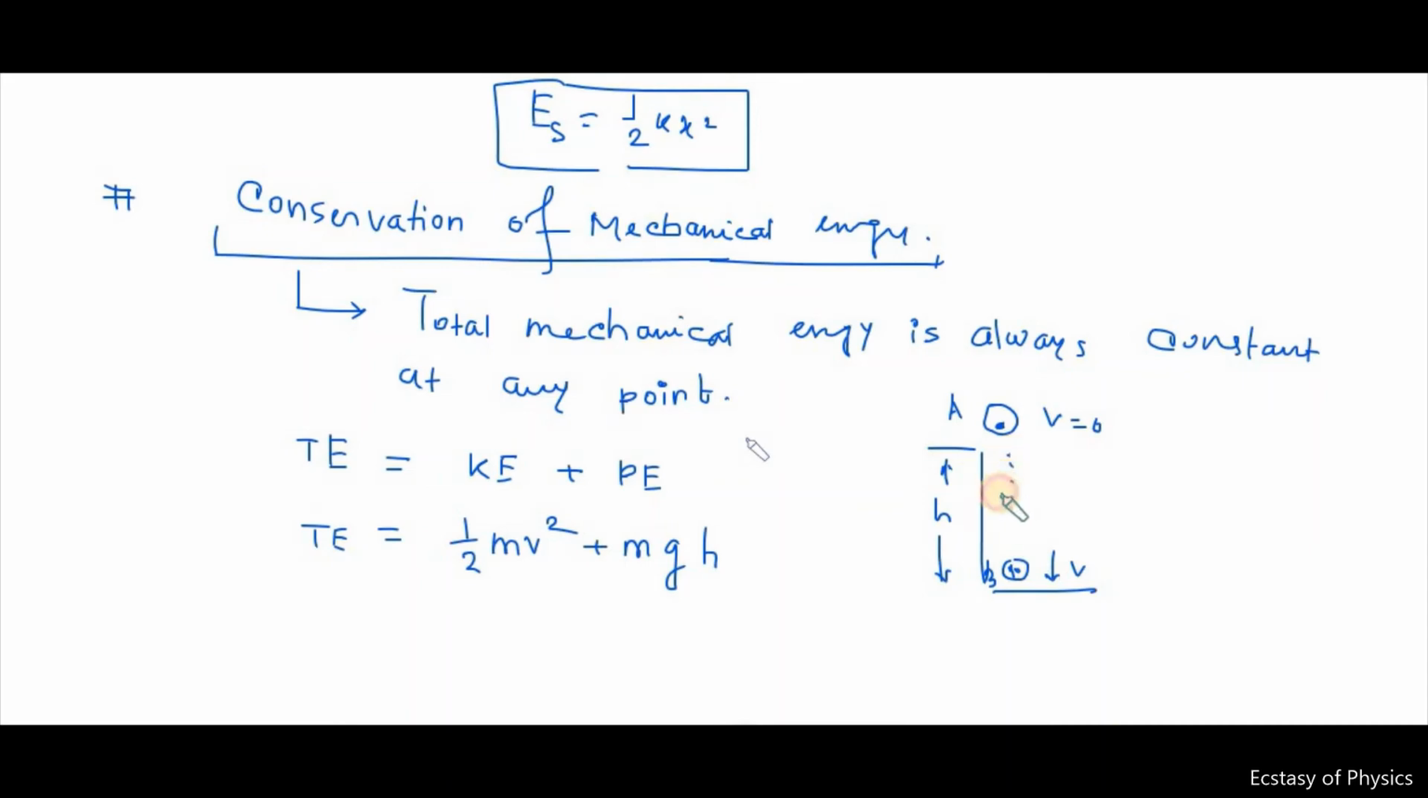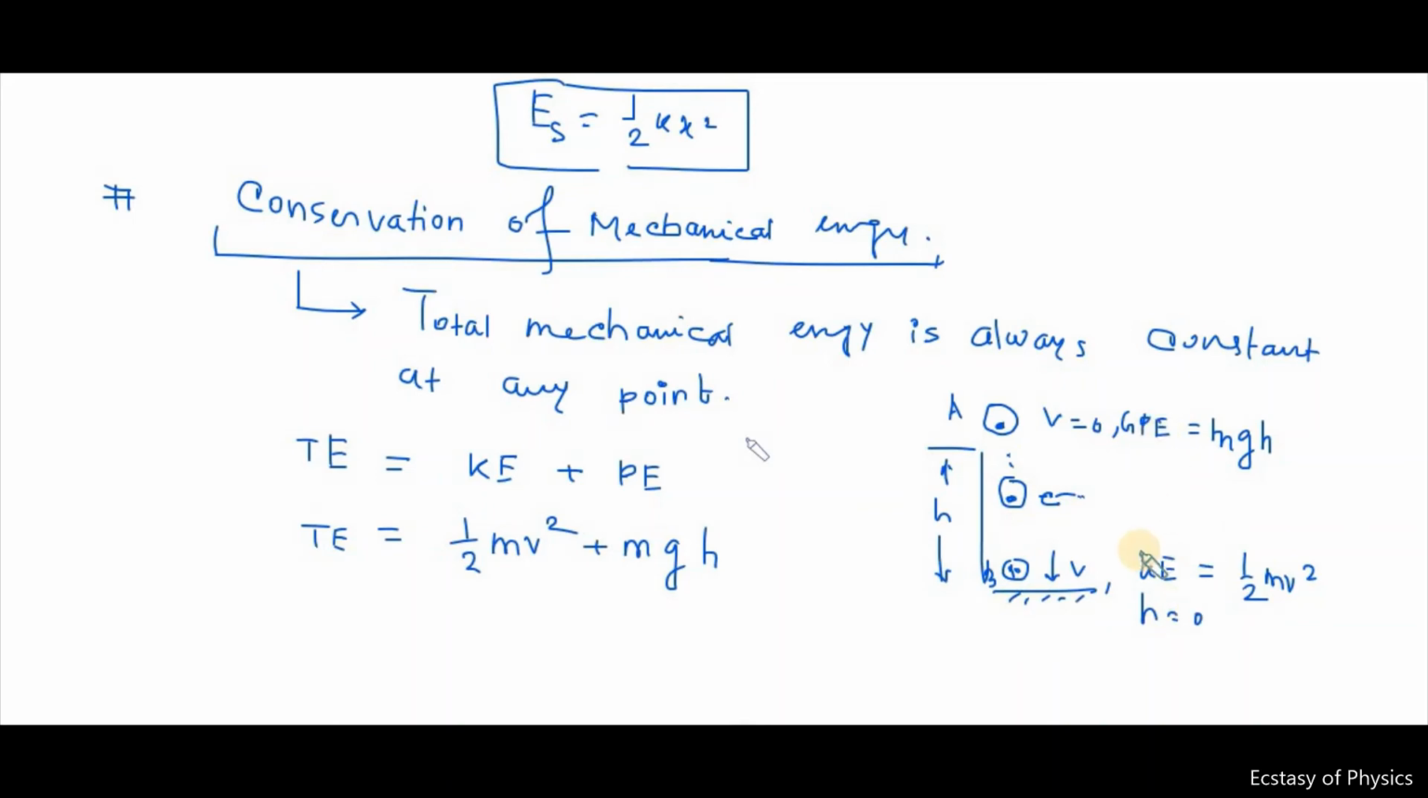So which means if in between, any position, if this position is represented by C, at the point C also, if we compute the energy, the summation of energies, the total energy at any point, will be conserved. For example, at the point A, it will only have the gravitational potential energy, since the velocity is 0, which means the expression is mgh. At the point B, it will only have the kinetic energy, and the expression of kinetic energy is half mv square. Here h equals 0, due to which the potential energy will be 0 at the ground.